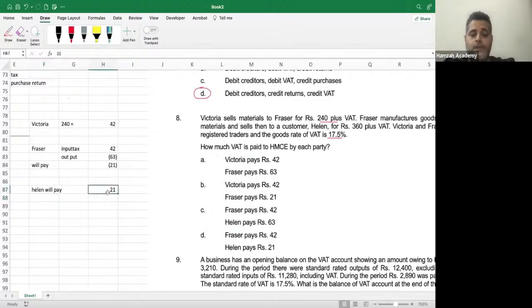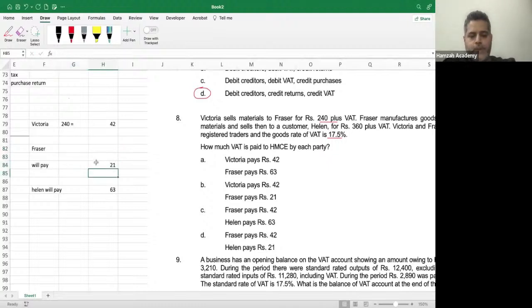No, sorry. Alan has to pay 63. My bad. Not 60, 63. Not 21. 63. Because this is the output now. So for Alan, this is going to be input now. Right? So if I see it as a final verdict, if I take it back from here, this is 21 that he has to pay.